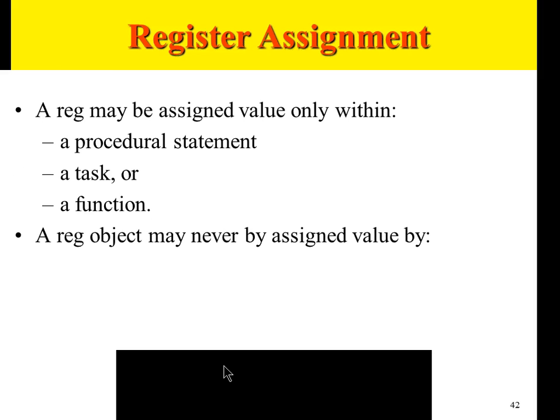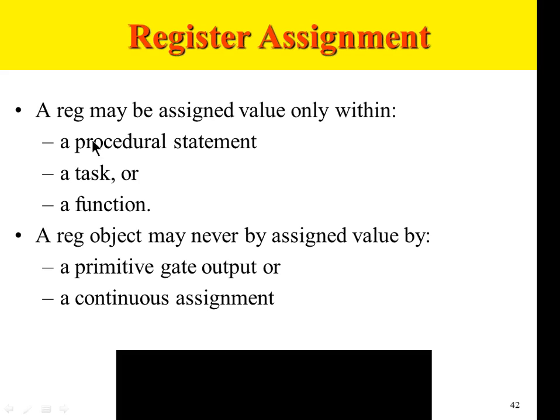Assignment: there are certain rules. A reg may be assigned only within a procedural statement. There are two types of procedural statements or procedural blocks, as we have seen: initial block and always block. A reg can be assigned only inside an initial block or inside an always block, or it can be assigned a value in a task. Task and functions are subroutines in Verilog. We'll see what they are later on. Task is a type of subroutine, function is another type of subroutine. Inside a task or inside a function, I can assign a register a particular value.